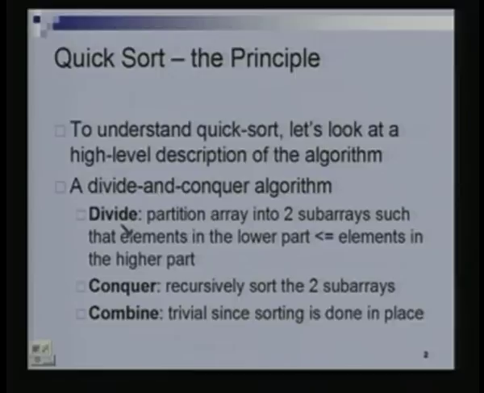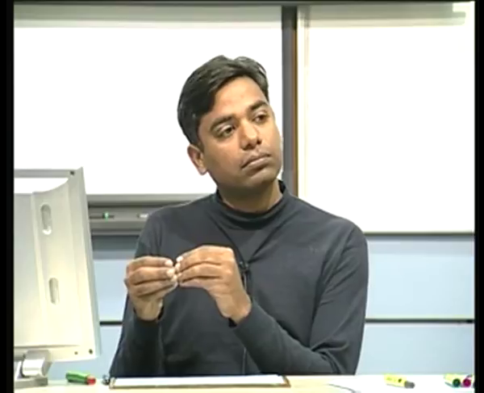So the divide step, in the case of quicksort, would be that we will partition our array, we will take the array which stores the n numbers and break it up into two parts. One we will call the lower part, the other we will call the higher part. The property of the lower and the higher part would be that every number in the lower part would be less than every number in the higher part.